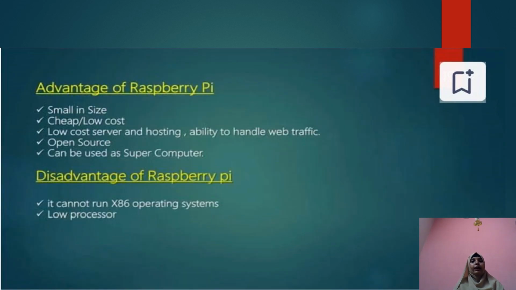Now let's have a look at the advantages and the disadvantages of the Raspberry Pi. Advantages: small in size, cheap and low in cost, low cost server and hosting, ability to handle web traffic, open source, can be used as a supercomputer. Disadvantages of Raspberry Pi: it cannot run x86 operating systems, low processor.